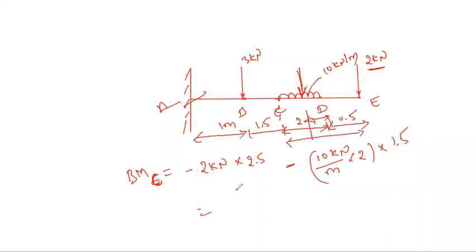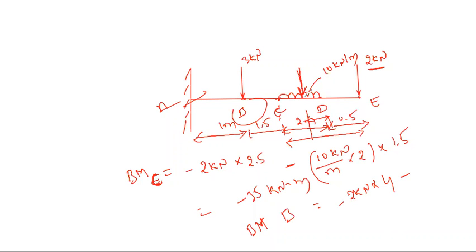Minus 35 kilonewton meter. Similarly, here at point B, the bending moment at point B is minus 2 kilonewton into the distance, which is 1.5 plus 0.5, that means 2, so 2 into 4. Again minus.